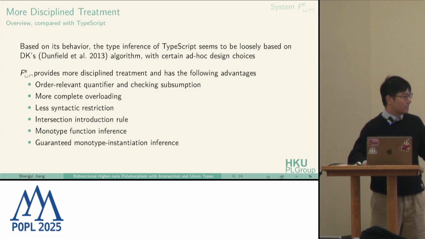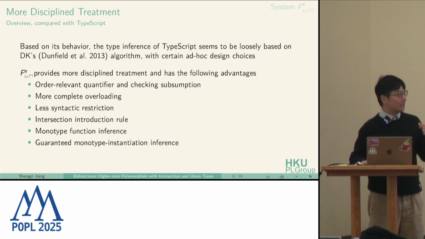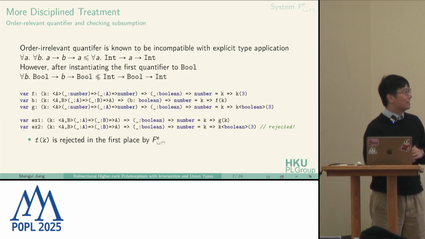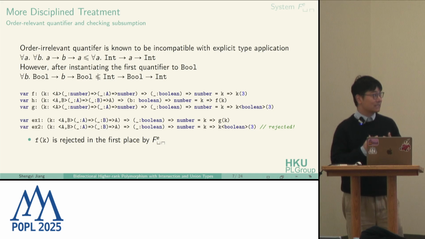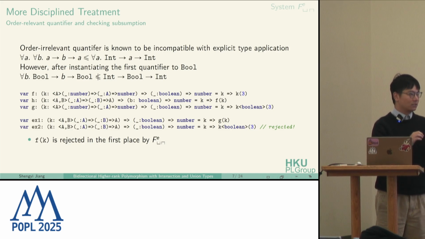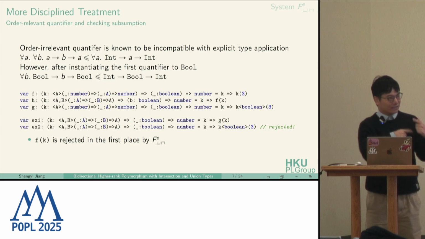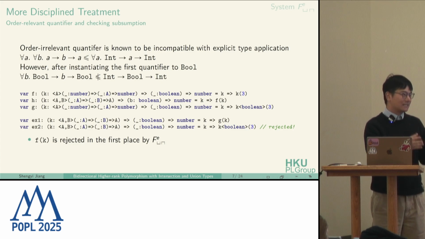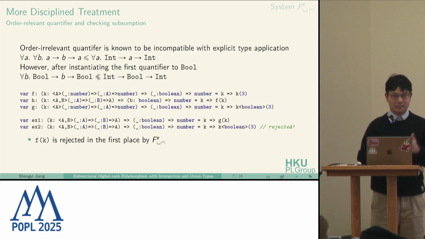So most of these concepts are self-explanatory, and we have more examples and text in our paper. But one thing that may not be that self-explanatory may be the first one. In general, it is known that the irrelevant quantifier is incompatible with explicit type application, because with explicit type application, the instantiation is bound with a certain quantifier. So it doesn't make any sense if you swap the order and these things should still work. But it turns out that TypeScript, because we guess it's based on DK, still takes this approach. So it loses the property of checking subsumption.